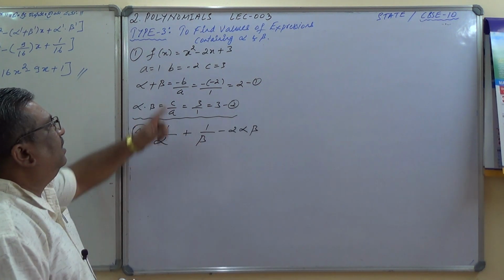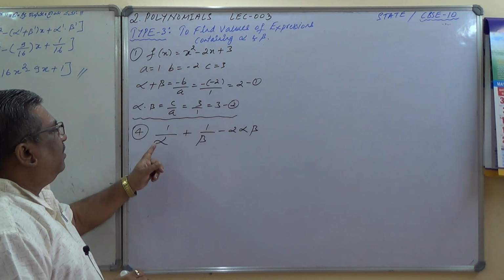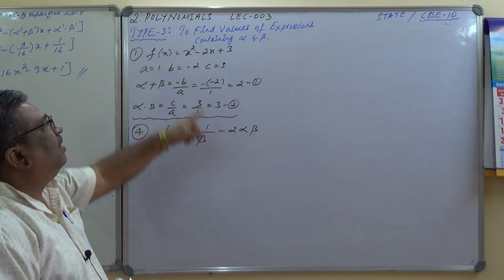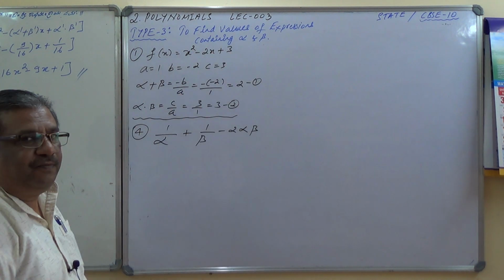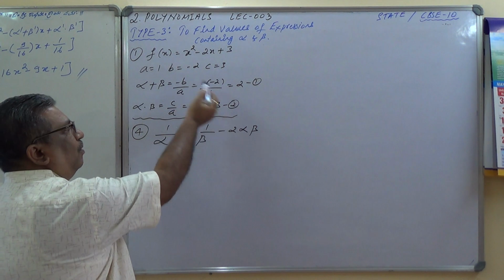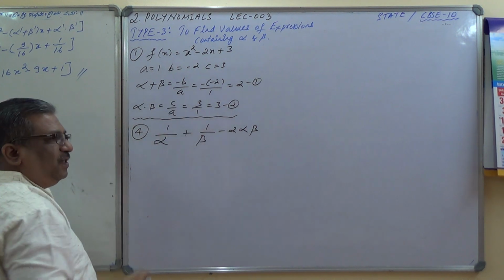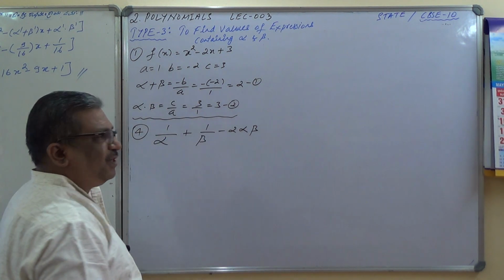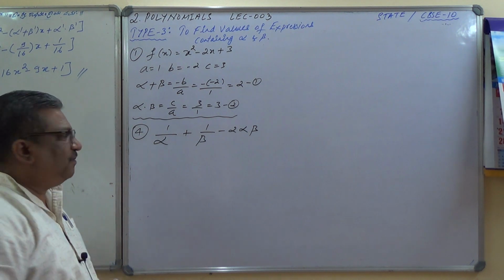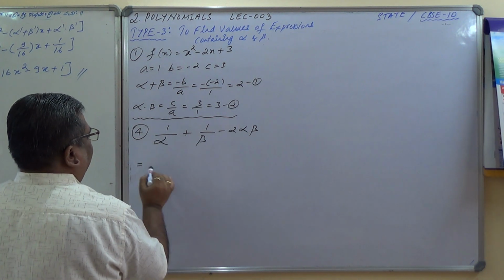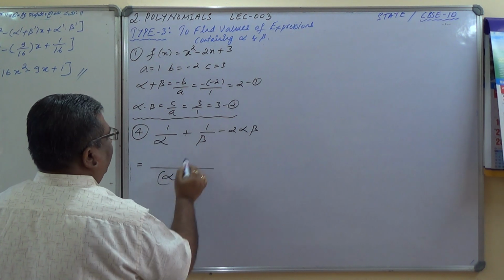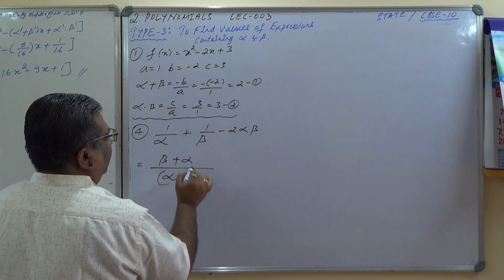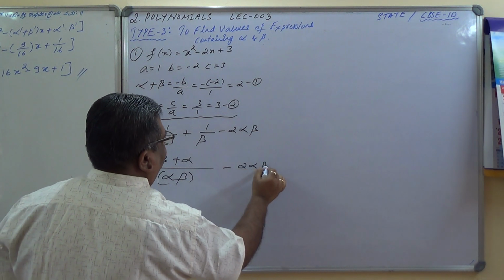What is the question? This is the equation given to you, and you have to find out the value of this expression. Therefore, to find the values of expressions containing alpha and beta, how do you find out the value here? Do you know alpha and beta values? No, I know only in terms of sum and product of zeros. So I have to convert this entire expression in terms of sum of zeros and product of zeros. Therefore, this equals, take here, what is the LCM here? Alpha into beta, and this is beta plus alpha minus 2 alpha into beta.